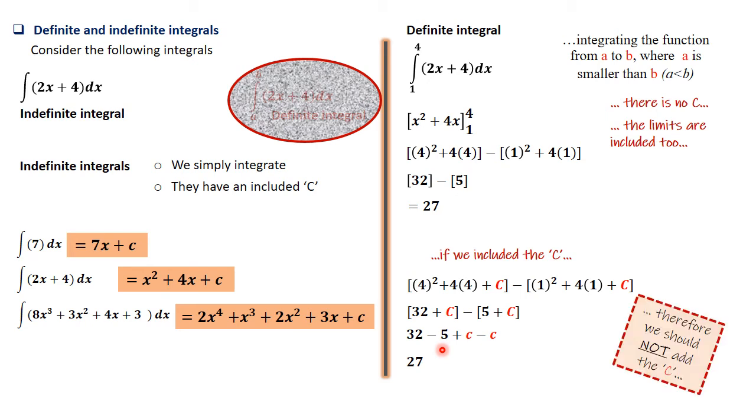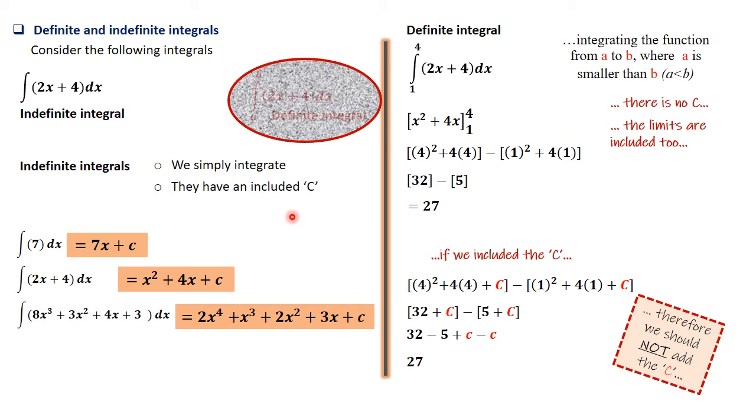And that happens to be a major part I need to mention there. We should not add the c when you're doing definite integral. So what's the difference between definite and indefinite? Definite integral, we don't have c. In indefinite integral, we have the c. Definite integral, we have limits, which is normally operated like I've explained here. In the indefinite integrals, we don't do that. We just simply integrate and add the c.